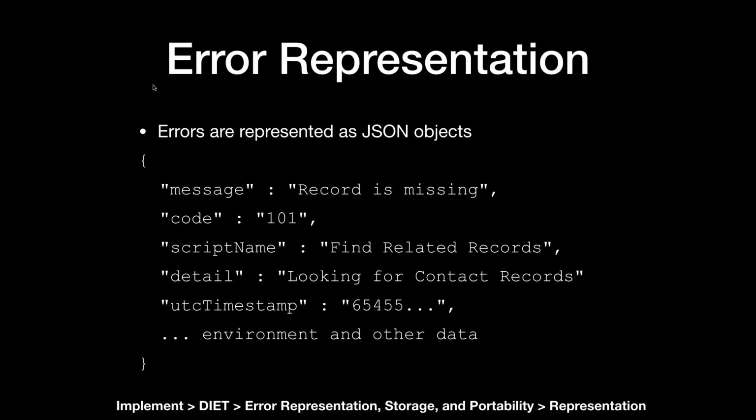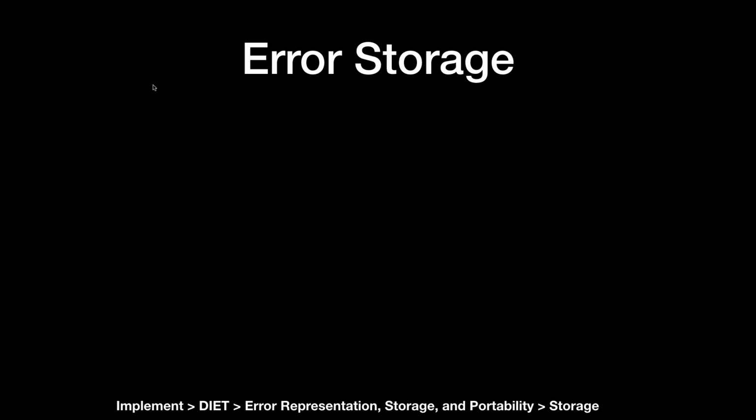Cool. So the error representation is a JSON object, like I was heavily hinting. You can add extra stuff, but my stuff is the message, the code, the script name, and some detail, and then other data you can add.